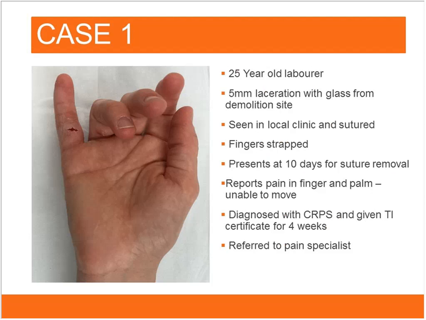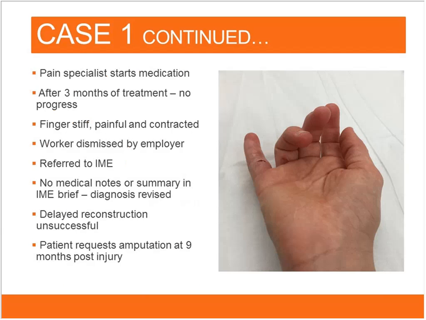I'll start this with a little case example. This young worker was working on a demolition site, had a laceration to his finger. It's only small, over his little finger. He was seen in a local clinic and sutured up, and his fingers were strapped together. 10 days later, he went back to that practice for suture removal, and he reports some pain and an inability to move. He was diagnosed with a pain syndrome and given a certificate off work for a month and then referred to a pain specialist. The pain specialist put him on some medication, and after 3 months, no progress. His finger was stiff, painful and contracted.